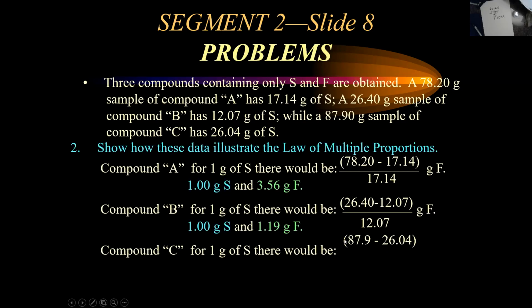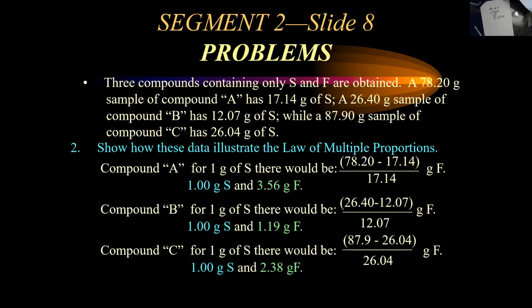Compound C, same thing. I want 1 gram of sulfur in the compound, but in the compound, the grams of sulfur was 26.04. It doesn't show the units, but this is grams of sulfur. This is grams of fluorine up here. And when I do the math, I get 1 gram of sulfur is combined with 2.38 grams of fluorine.